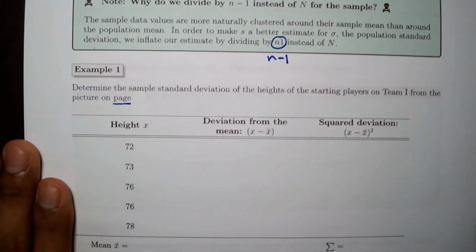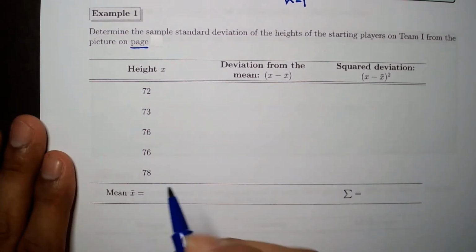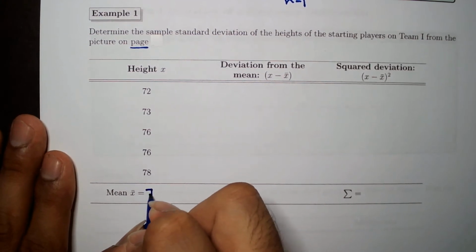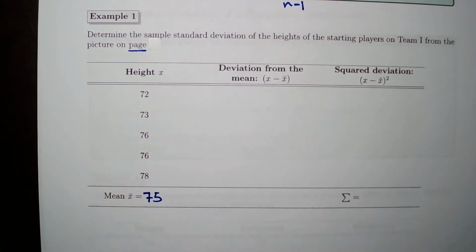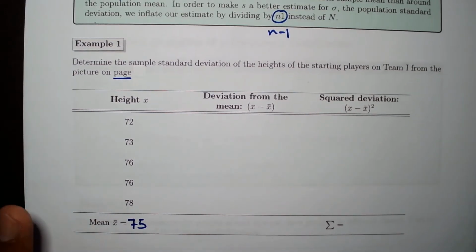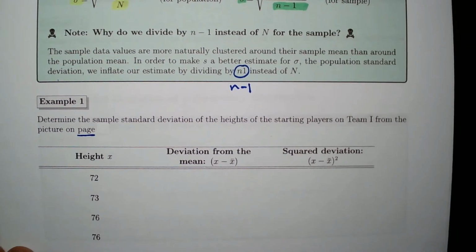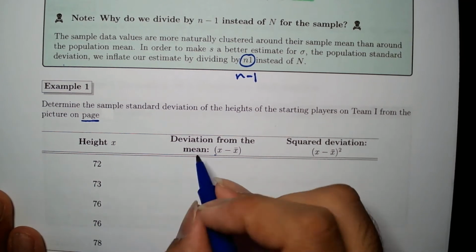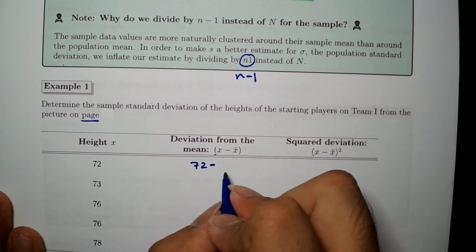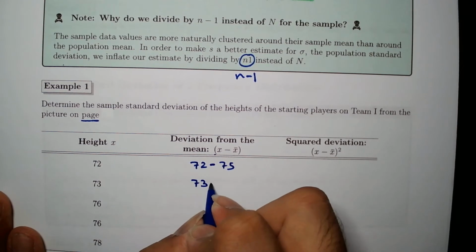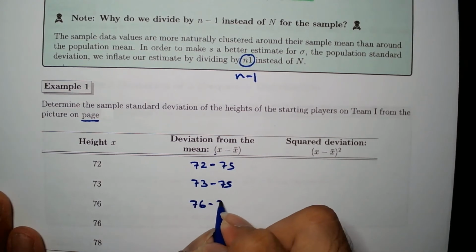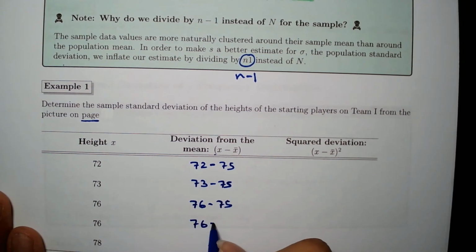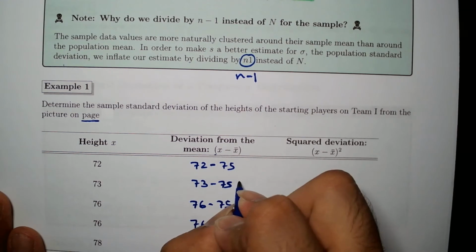So we need to write down what the mean is. In this case, it's given from the previous page. It's 75. Remember from the introduction of the section, we were given this data value. Okay, deviation from the mean: we do x minus x bar. So these are all x's. That is 72 minus 75, 73 minus 75, 76 minus 75, 76 minus 75, 78 minus 75, and then just compute these differences.